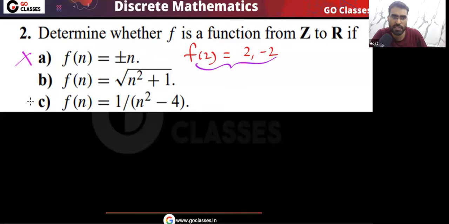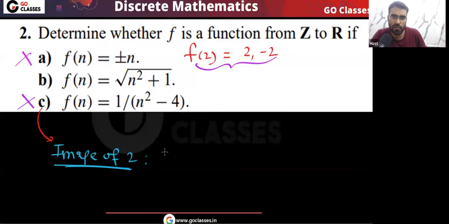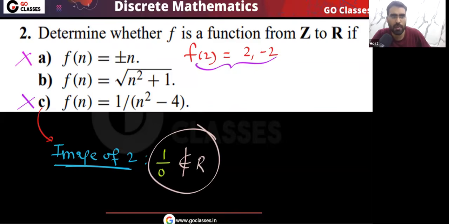What about part C? That is also not a function. Why is this not a function? Tell me, what is the reason? Tell me what the image of 2 is. Image of 2 will be 1 by 0. Yes or no? Image of 2 will be 1 by 0, which does not belong to real numbers. Please understand one thing, that this 1 by 0 does not belong to real numbers.